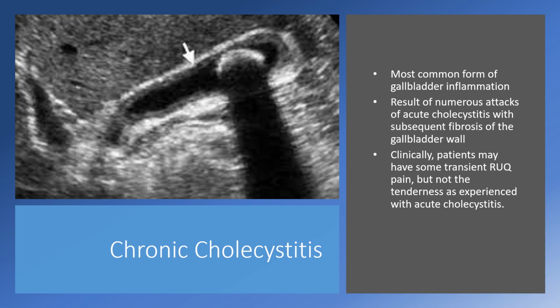Now, chronic cholecystitis is a little different. Typically, these patients have had a number of attacks of acute cholecystitis, and what you get is shrinking and scarring of the gallbladder. This is the most common form of gallbladder inflammation, and you're going to get, like I said, that fibrosis of the gallbladder wall.